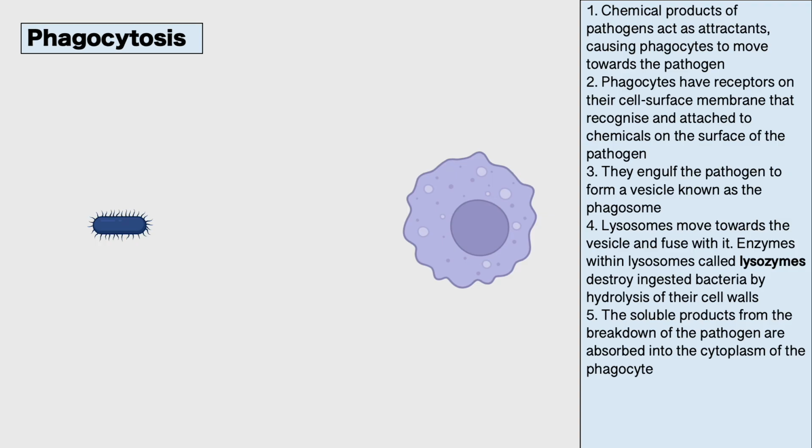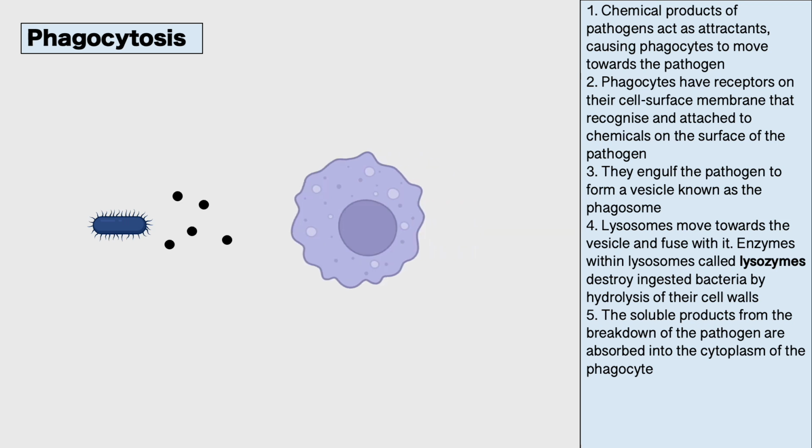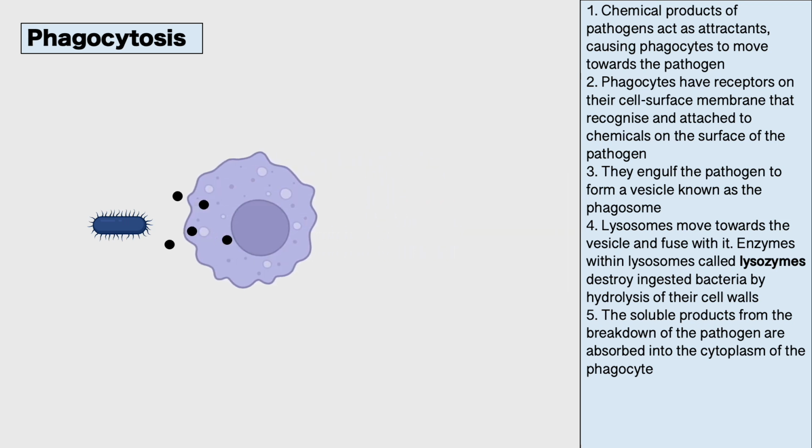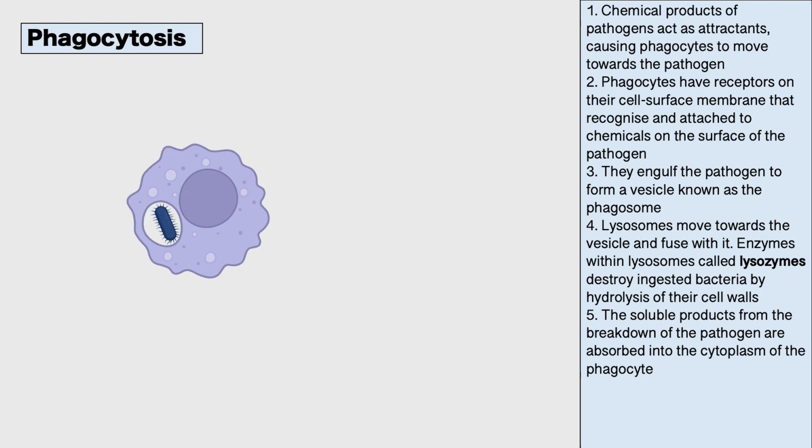Okay, so step 1 of phagocytosis, chemical products of the pathogen act as attractants, causing phagocytes to move towards the pathogen. The phagocytes have receptors on their cell surface membrane that recognise and attach to the chemicals on the surface of the pathogens. They engulf the pathogen to form a vesicle known as a phagosome.